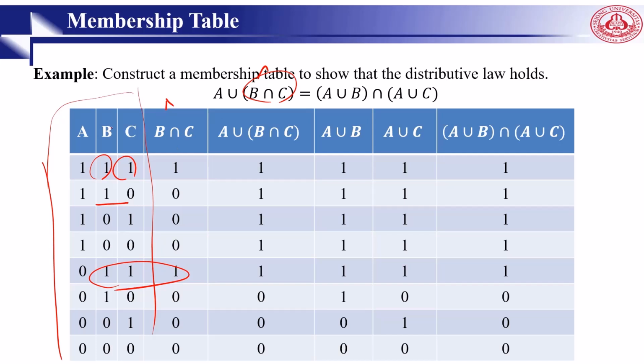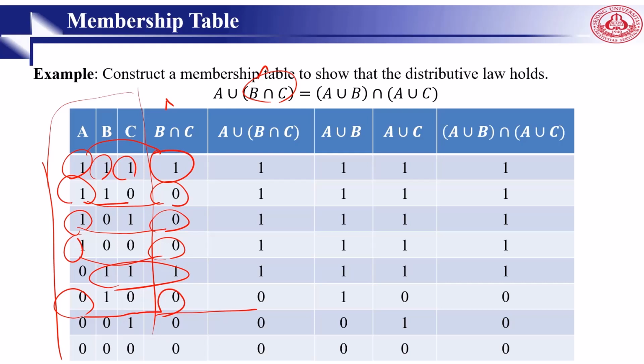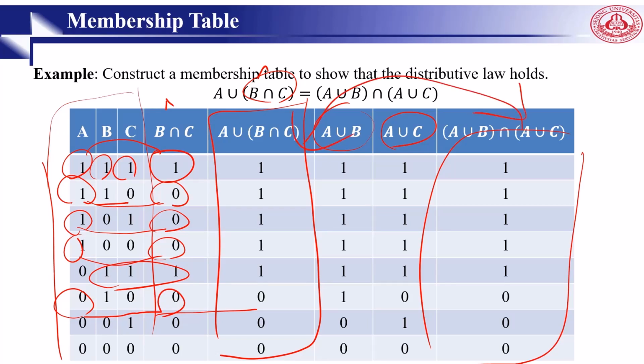Then A or (B and C). So this one with this one, or: this one is 1, this one is 1, this one is 1, then 0, we have here 0, and the rest is 0. So this is one part. Then we have A or B, A or C, and then (A or B) and (A or C), which is AND between these two. So you can see that these two are the same. We prove this equality using a membership table.